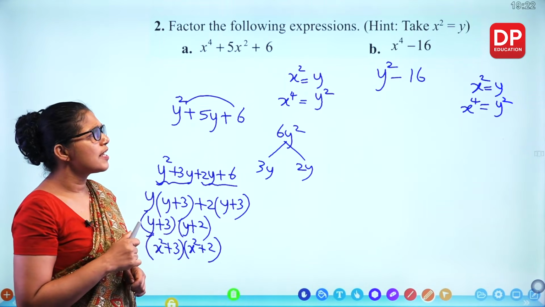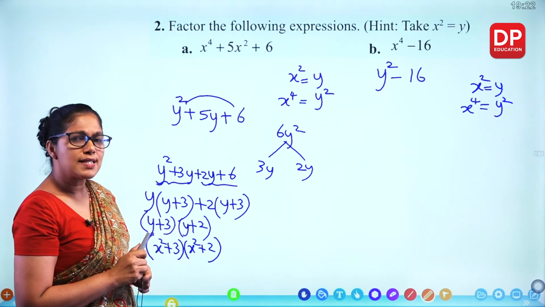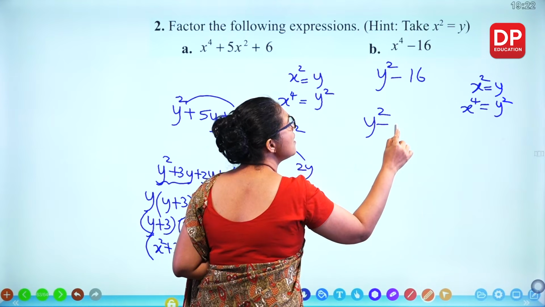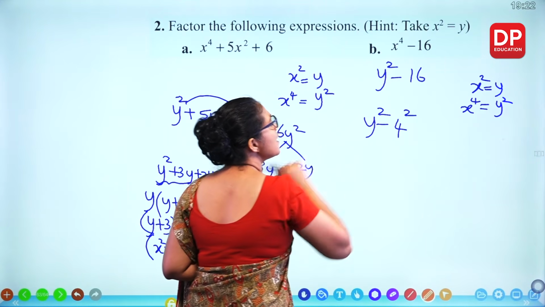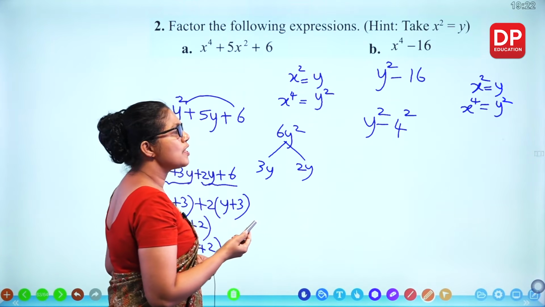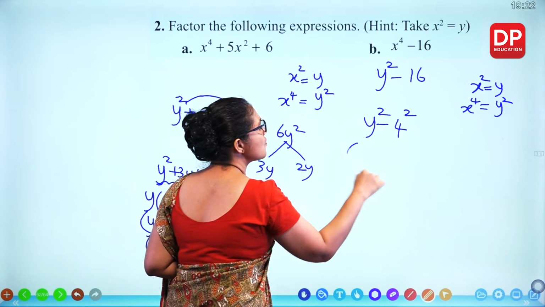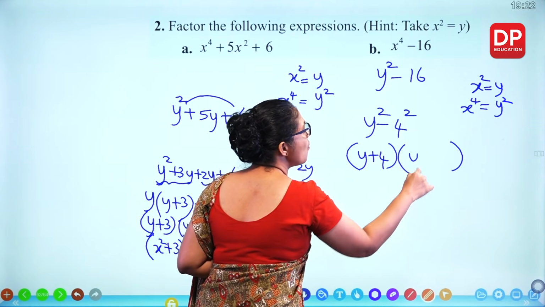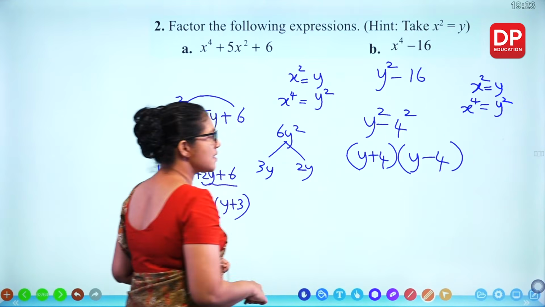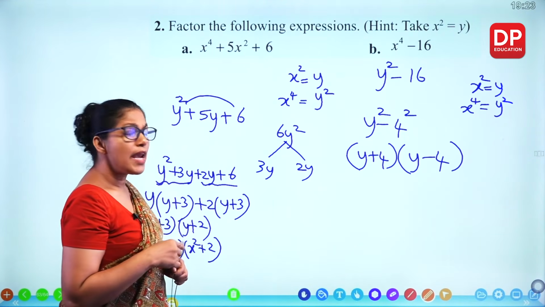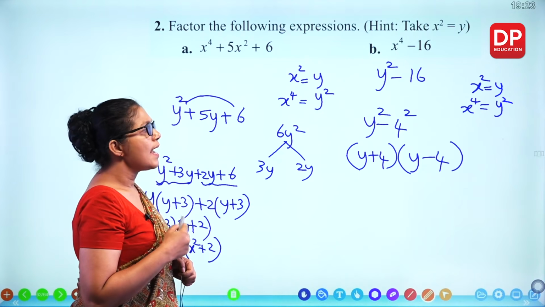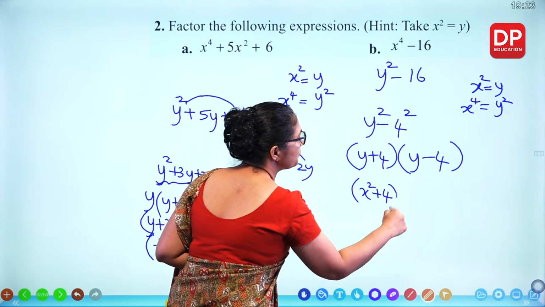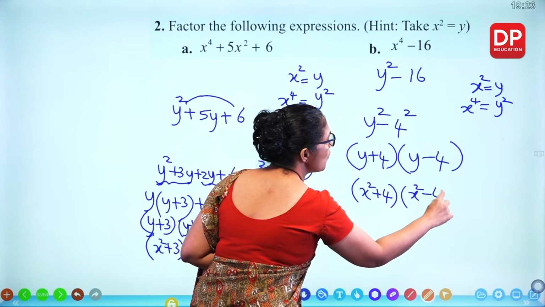So we need to think about how to write down 16. We can write it as a square number. So here y squared minus 4 squared. This is the difference between two square terms. You can straight away write down one factor positive, one factor with negative sign. So here again replace y as x squared. You can write x squared plus 4, x squared minus 4.